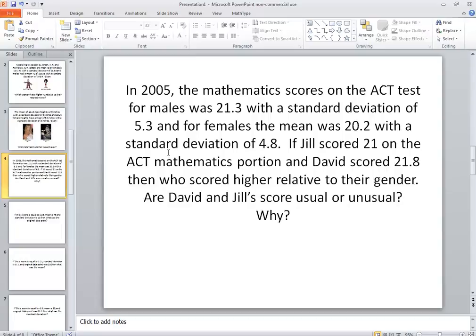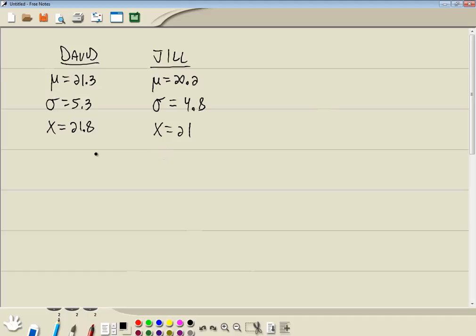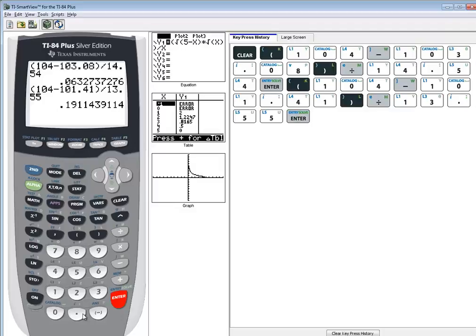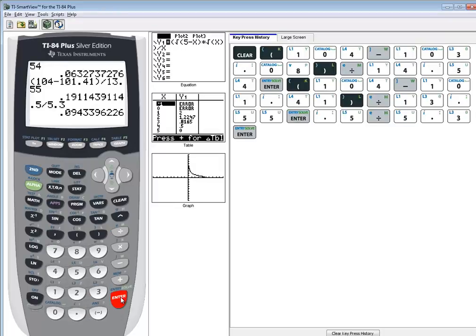Now, who scored higher relative to their gender? They're asking for the z-score again. So we got z equals x minus mu over sigma. So we're going to use 21.8 minus 21.3 divided by sigma, which is 5.3. That's going to give us 0.5 divided by 5.3, which is 0.09.